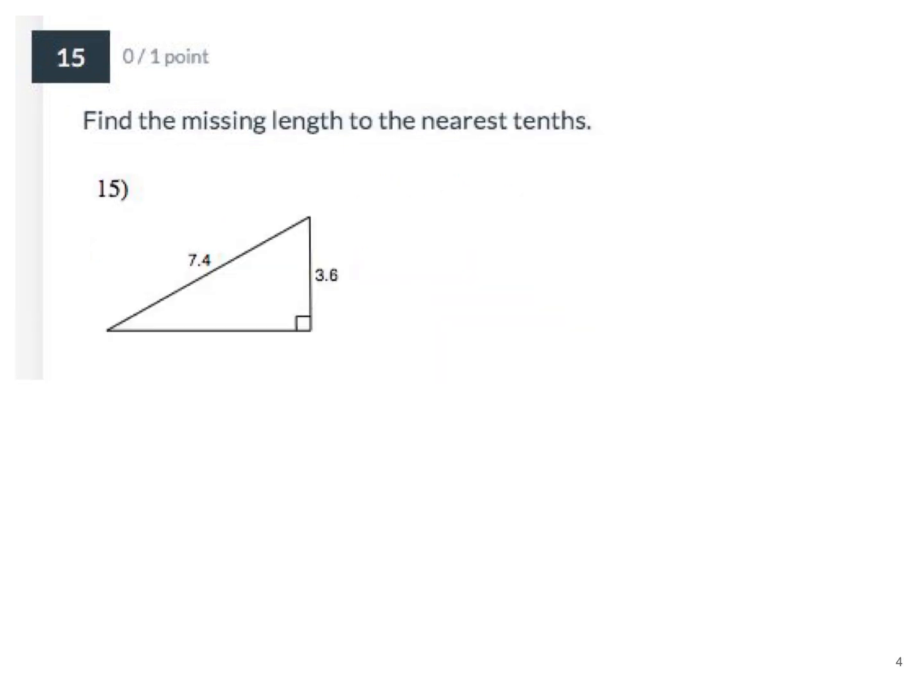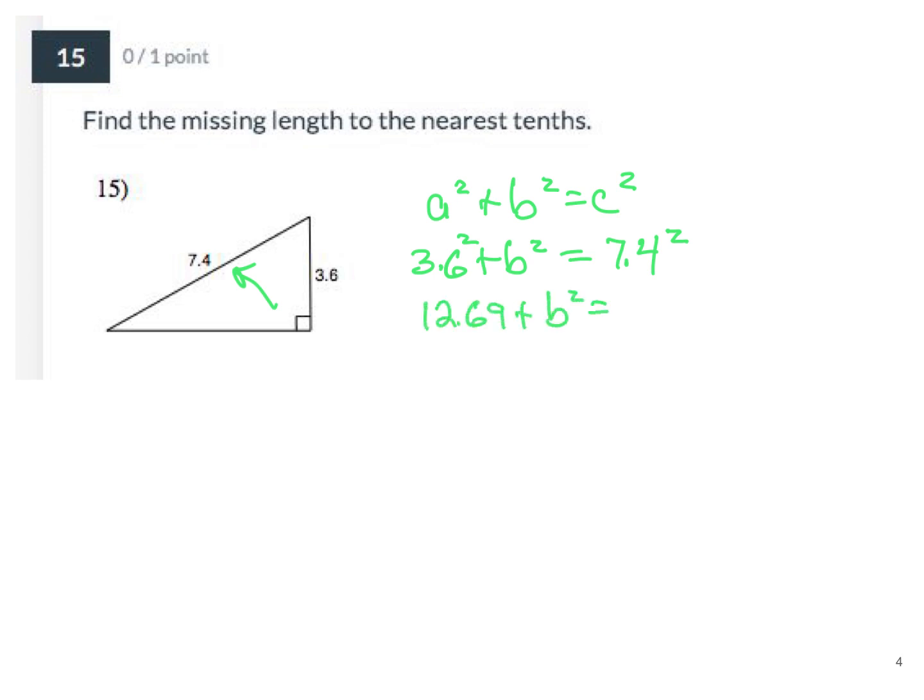Again, here is another one. This time we're going to be solving for our legs. So we have a squared, b squared, c squared. Again, a c is always across from the right angle. And then we have 3.6 squared, and then we're looking for b squared. So let's look at it. 3.6 squared is 12.96.